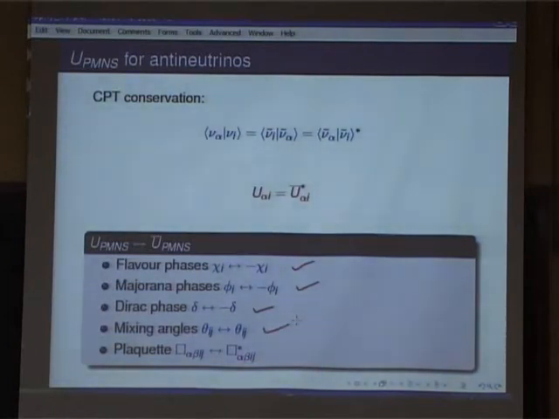And the bracket, which was alpha, beta, ij, now becomes its complex conjugate, because each element has become complex conjugate. Okay, so product of complex conjugate of elements is complex conjugate. So bracket goes to bracket star. So that's what you do when you go from neutrino to antineutrino.